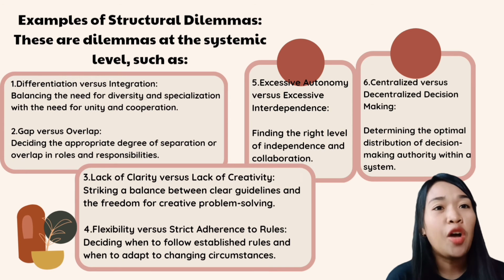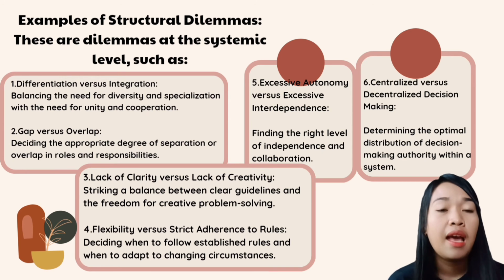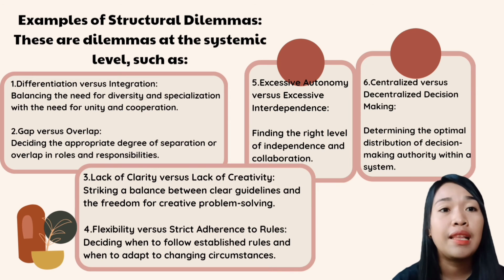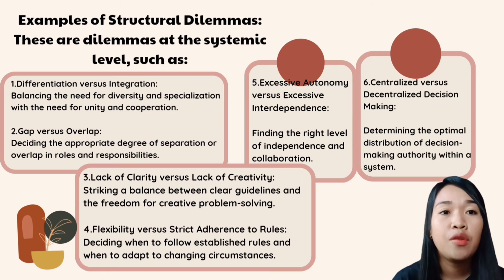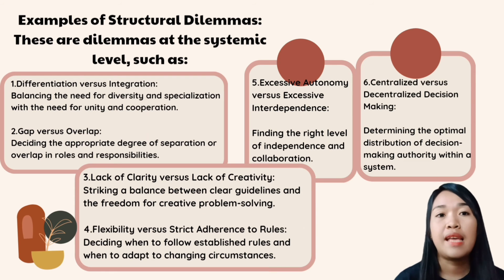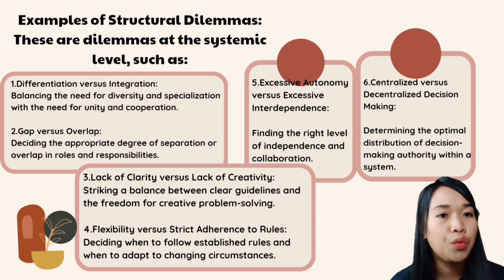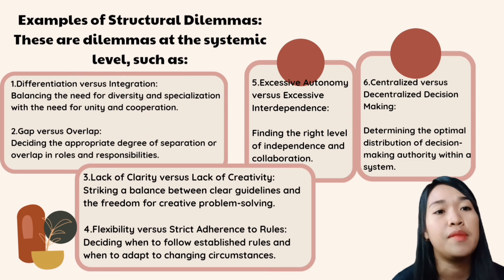So the third one is lack of clarity versus lack of creativity, striking a balance between clear guidelines and the freedom for creative problem solving. So striking a balance between clear guidelines and fostering creative problem solving. The fourth one is the flexibility versus strict adherence to rules, deciding when to follow established rules and when to adapt to changing circumstances. So deciding when to adhere to established rules and when to adapt to changing circumstances.